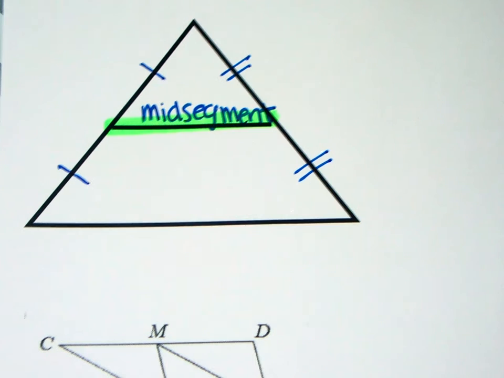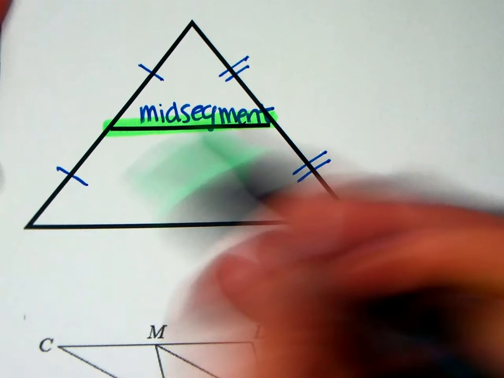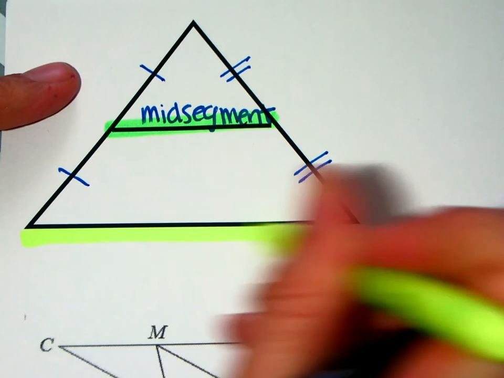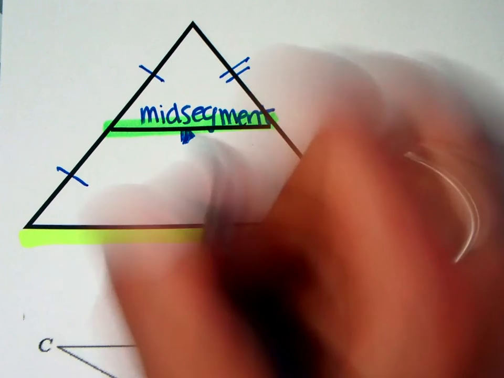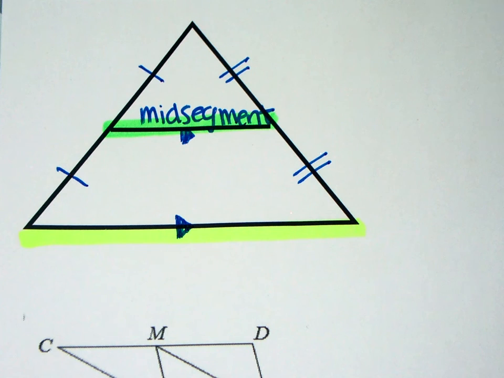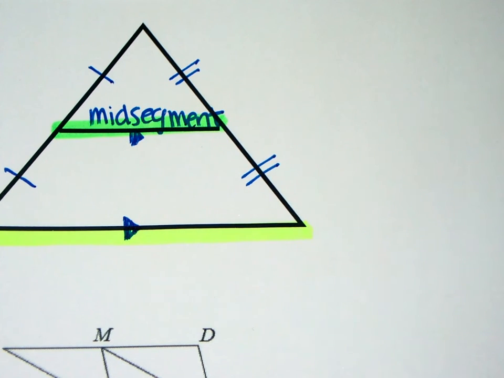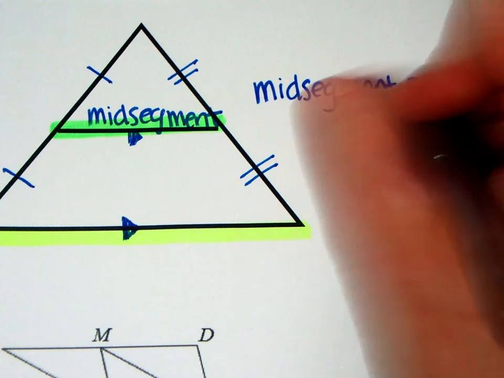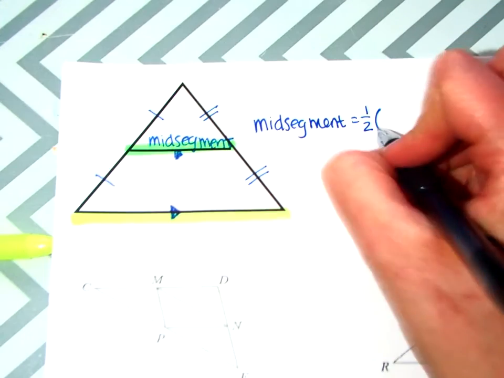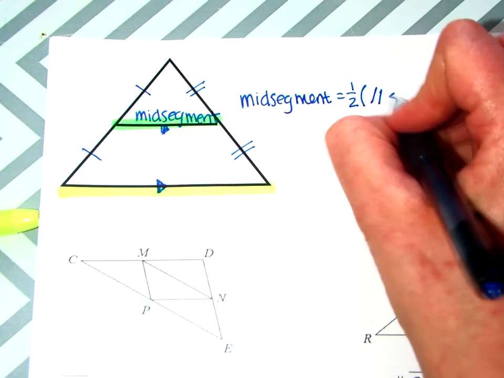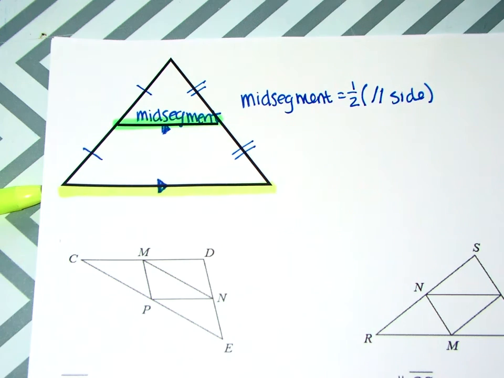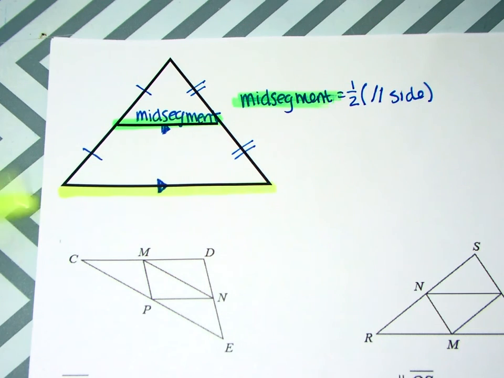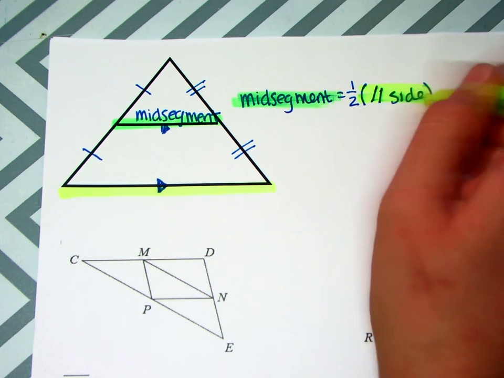Now the mid-segment is parallel to the side it doesn't touch. So the side that this one does not touch is this side, and they are actually parallel to each other. Our formula that we're going to be focusing on says the mid-segment length is equal to 1/2 of the parallel side. So what that means is the measurement of the mid-segment is going to be half of the measurement of the side that it's parallel to.